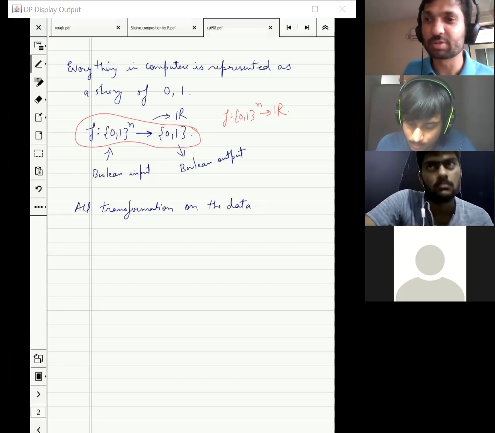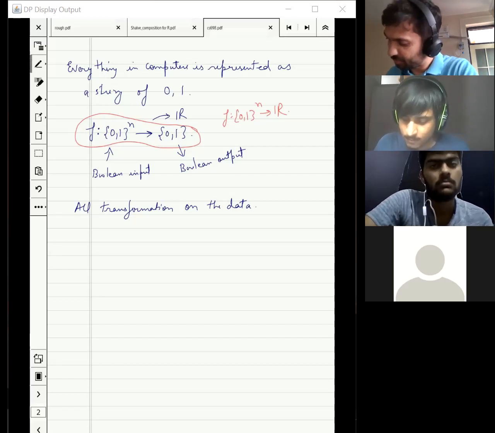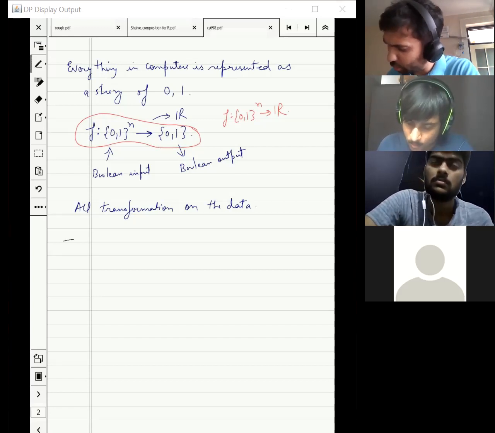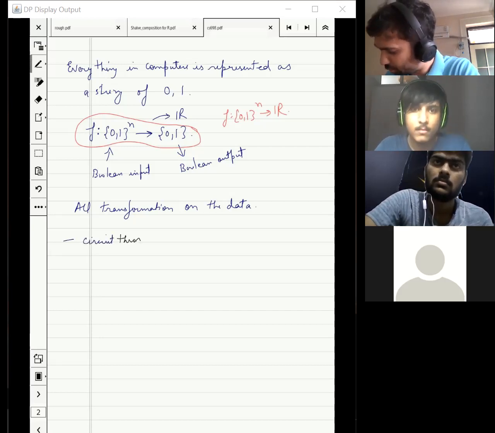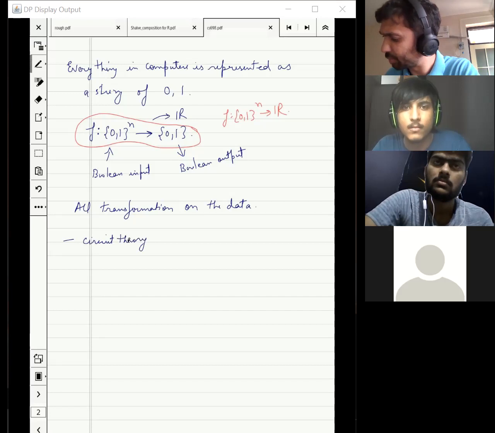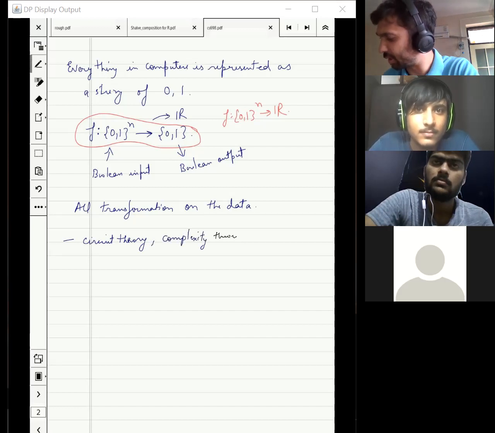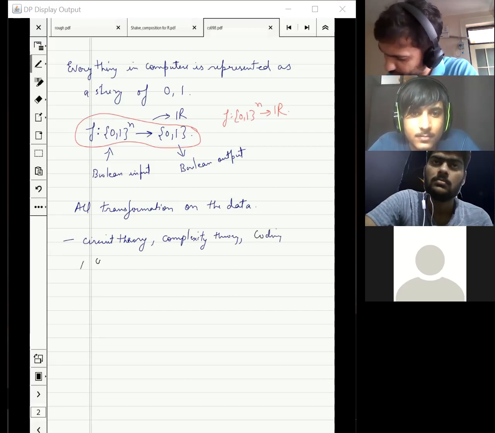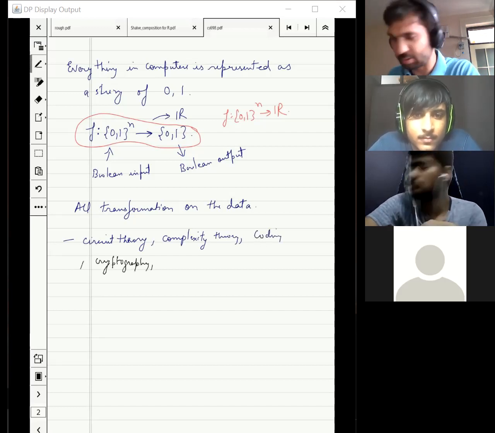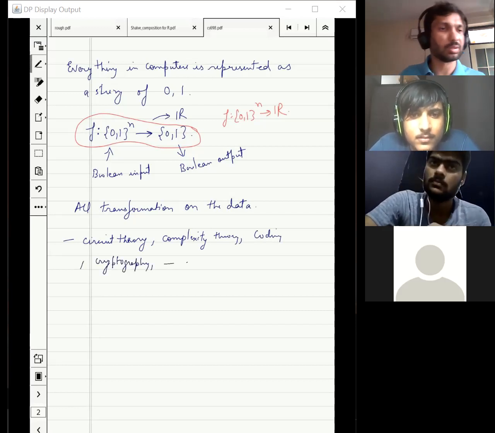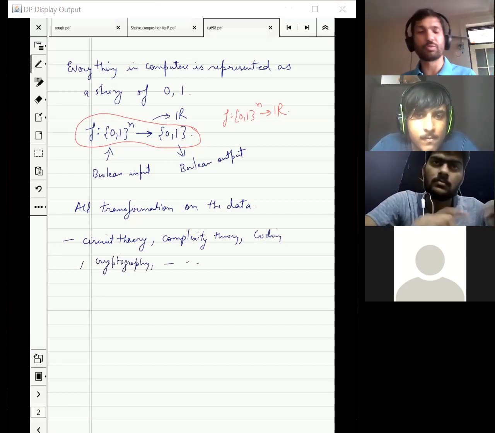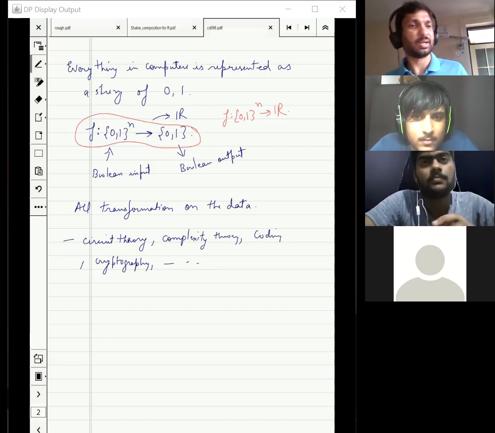So we have taken it on ourselves to study these functions. And if you look at it, a lot of places talk about circuit theory, complexity theory, error correcting codes, cryptography. All of these fields require heavy use of Boolean functions, and that's why we are going to study them. And you must have seen many, many Boolean functions.